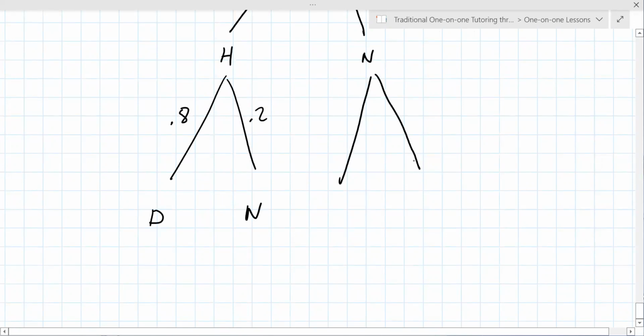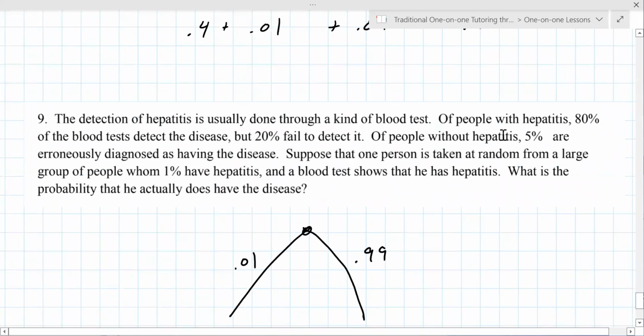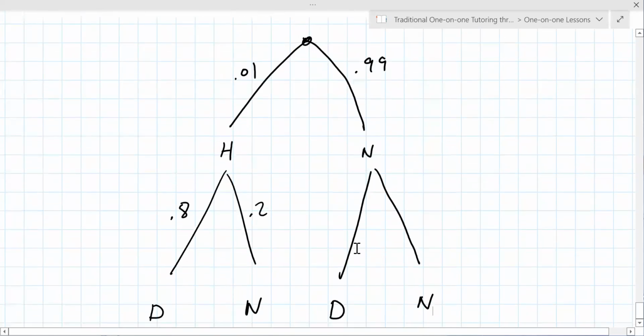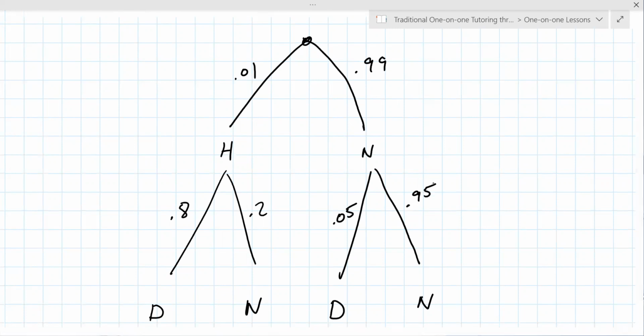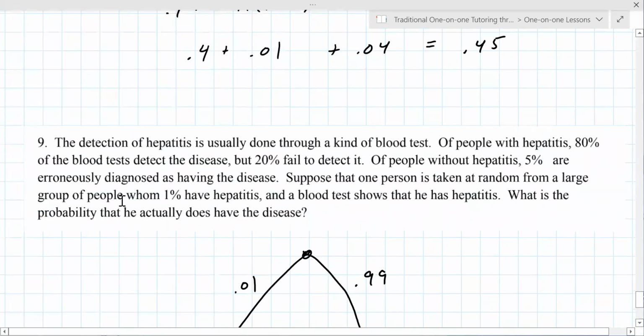But if you don't have it, the test can still predict that you have the disease. That's where this next sentence comes in. Of people without hepatitis, going down the other way, 5% are erroneously diagnosed as having the disease. So they don't have it, but the test says that they do. And that means the other 95% say that they don't. I'm putting this up here because you may want to review it later in your notes or the YouTube video.